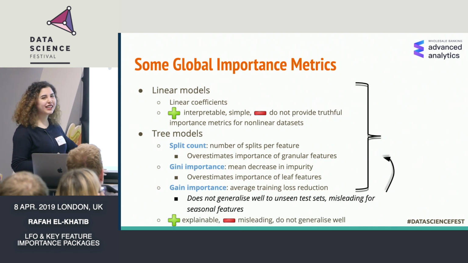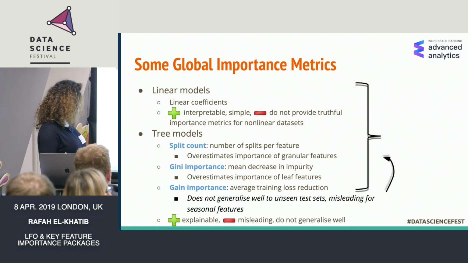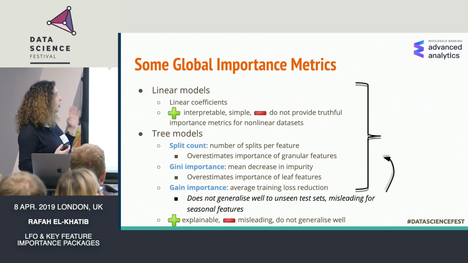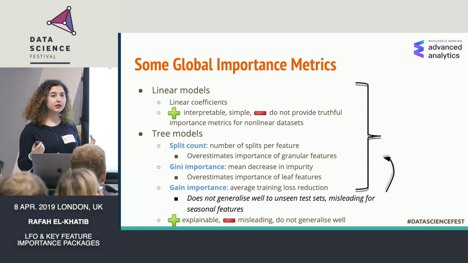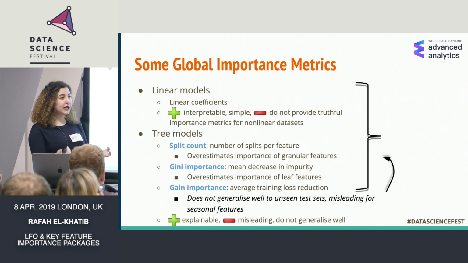Sorry, there's a lot of text on the bottom, so I'll just read it out. The advantages of these metrics are that they're explainable, so you can tell your stakeholder exactly why you think this feature is important. But on the downside, they don't generalize well to unseen test sets.